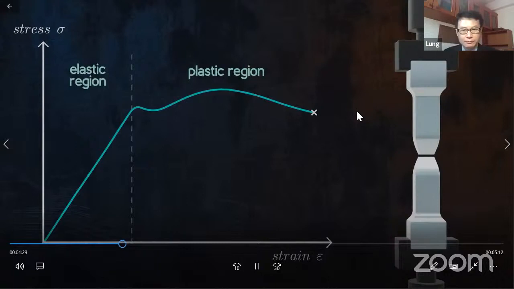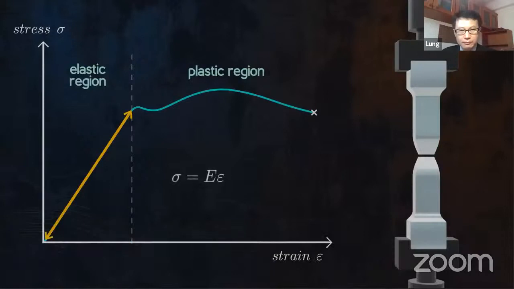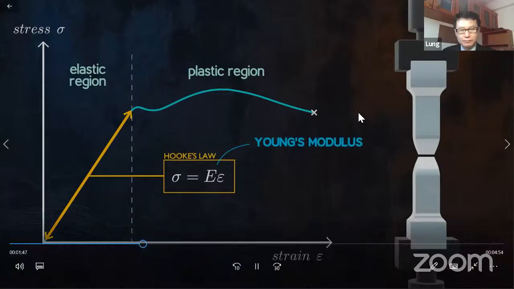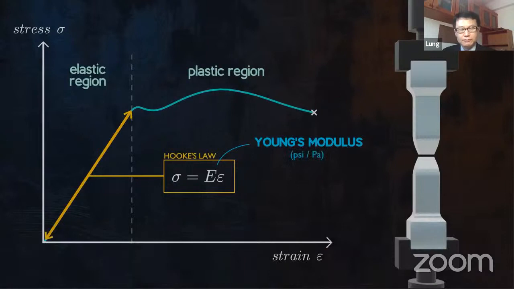In the elastic region, the stress strain curve is a straight line for most materials. This means the strain is proportional to the applied stress. Hooke's law gives us the relationship between stress and strain in this linear elastic region. The ratio between stress and strain is Young's modulus, also called the modulus of elasticity, which we denote with the letter E. It has the same units as stress, so PSI in US customary units and pascals in SI units.